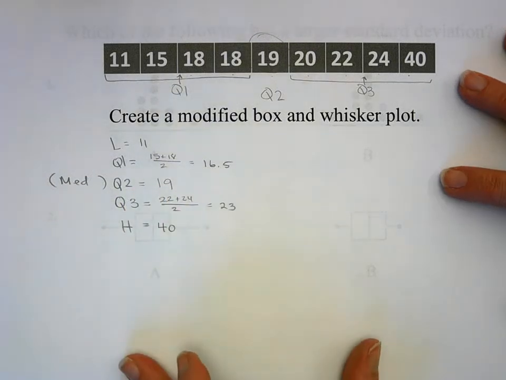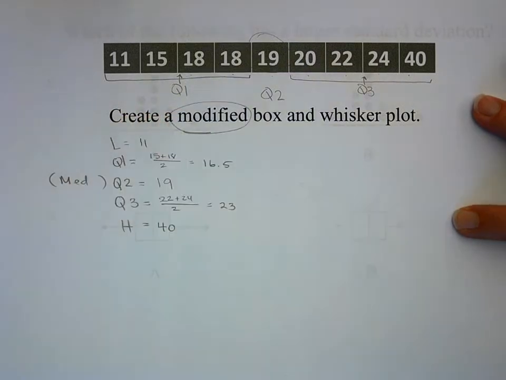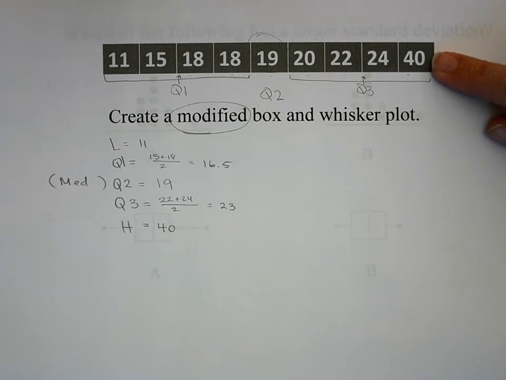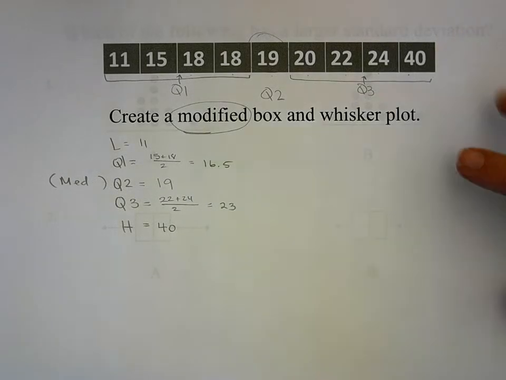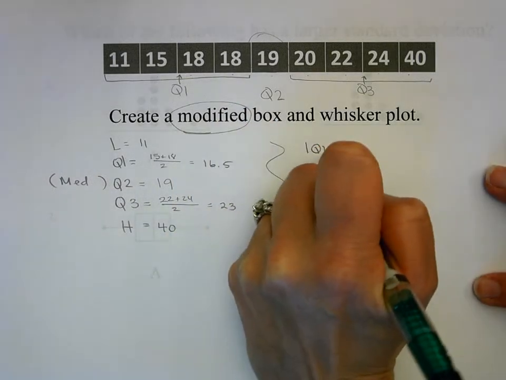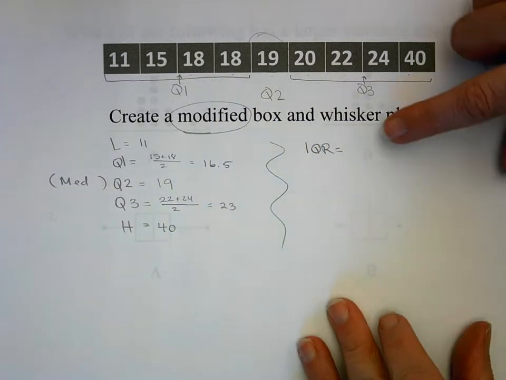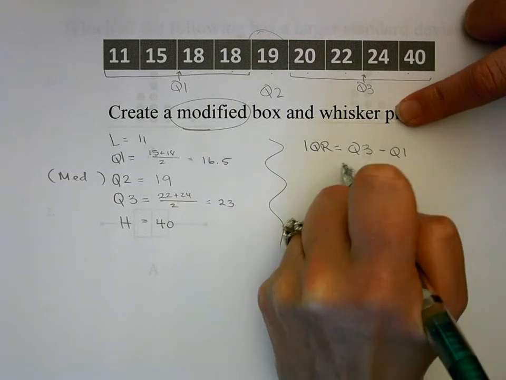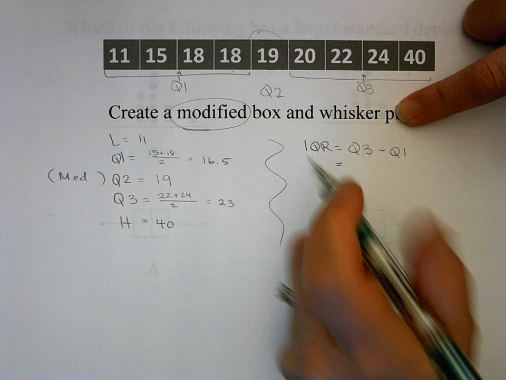So now the modified piece is kind of a tip. Whenever they say modified, it means you probably should look for outliers. And additionally, if you look, that 40 seems pretty high compared to all the rest of the numbers. So I'm guessing 40 is an outlier, but I can't guess. I need to verify it mathematically. So I'm going to find my interquartile range. So I'm going to do Q3 minus Q1. So I'm looking to see how wide my box is.